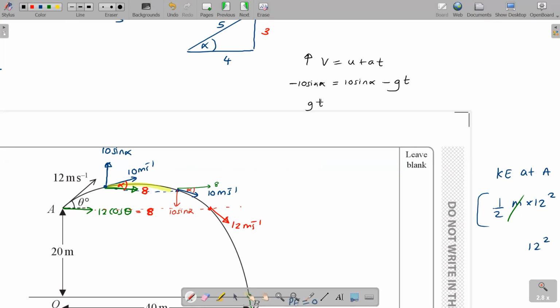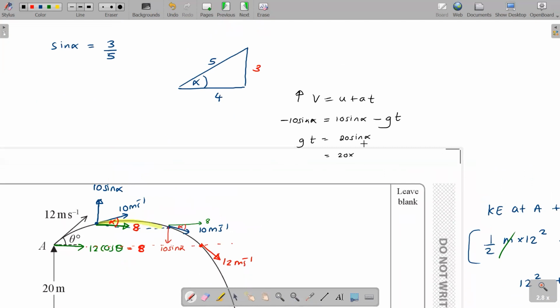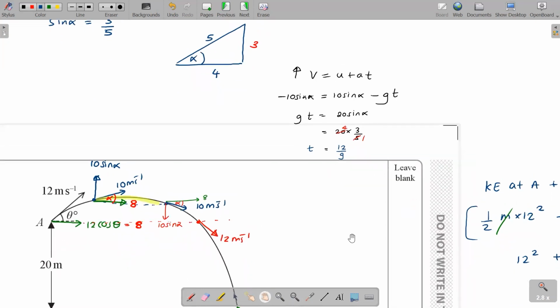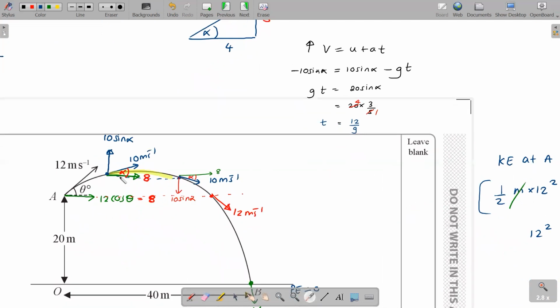So I get here GT equals 10 sine alpha plus 10 sine alpha, which is 20 sine alpha. 20 times sine alpha is how much? Sine alpha is 3 over 5. 5 times 4 is 20, 4 times 3 is 12. 12 divided by G. T equals 12 divided by G. Is that okay? So that's the time duration from here to here.